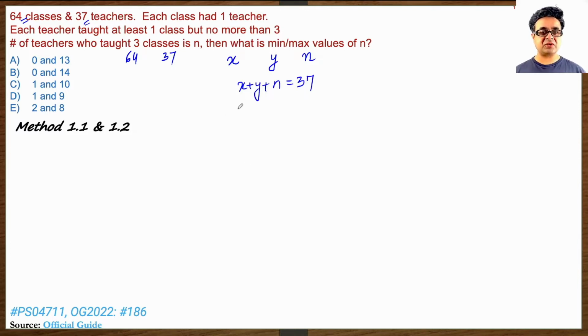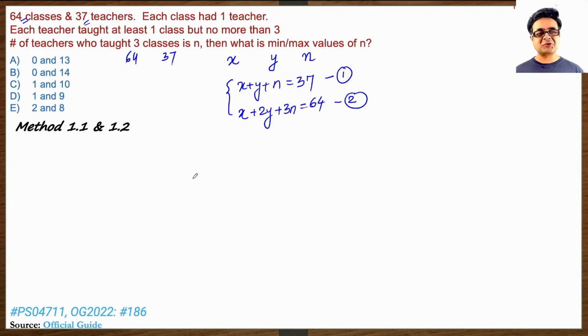The x teachers will teach one class each, so they will teach x classes. The y teachers would teach 2 classes each, so they will teach 2y classes, and the n teachers would teach 3 classes each, so this will be 3n. The sum equals the total number of classes, 64. This will be the basis of our method 1 and method 2. We have started with these two equations and we are going to continue using them in method 1.